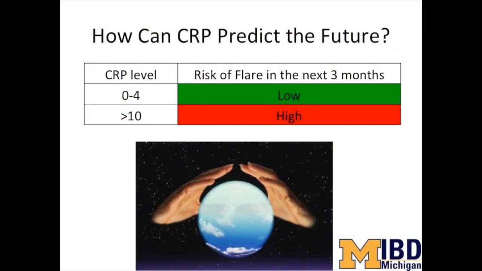How can CRP predict the future? CRP can often start to go up before patients have symptoms. Patients with elevated CRPs, especially above 10, are significantly more likely to have a flare in the next 12 weeks. Patients with low CRPs, 0 to 4, are unlikely to have a flare in the next 12 weeks, especially if they continue to take their medications.